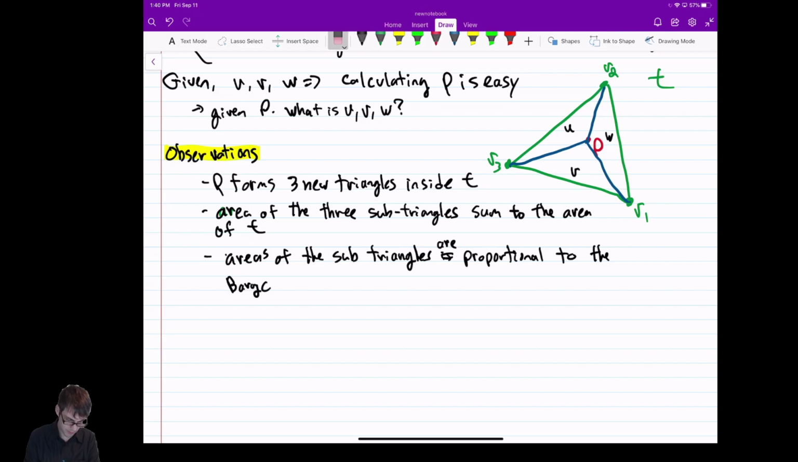I don't think barycentric is capitalized. I don't think it is someone's name. I should look that up. Barycentric coordinates.